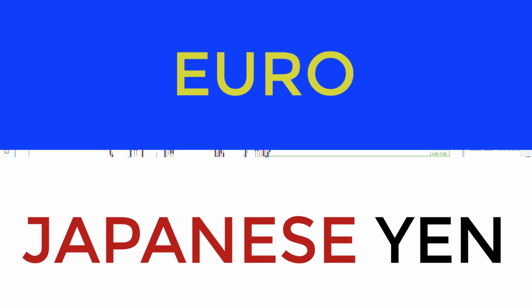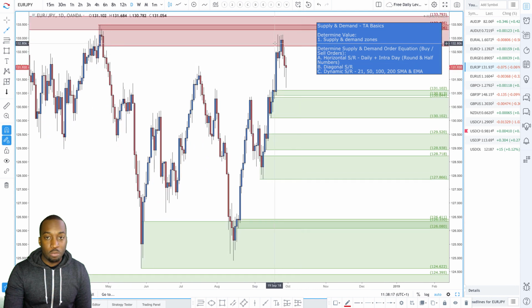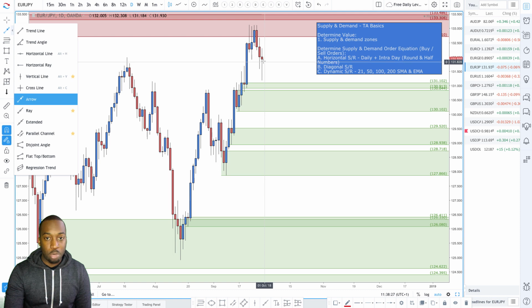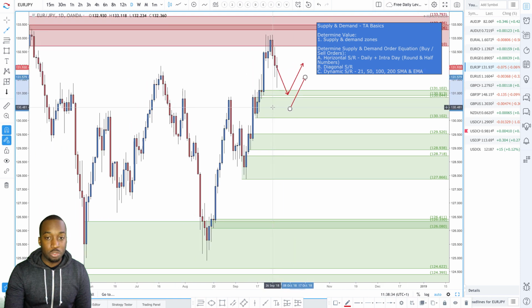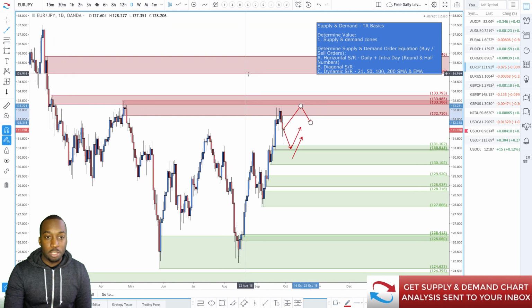And euro yen, right, we reacted off of this supply zone here, and just came short of this demand zone. So if you do want to be a buyer of the euro against the yen, this is going to be the first entry, second entry as far as the area. And if you want to be a shorter of the euro and a buyer of the yen, then that's going to be your first entry. And you've got one slightly higher up.